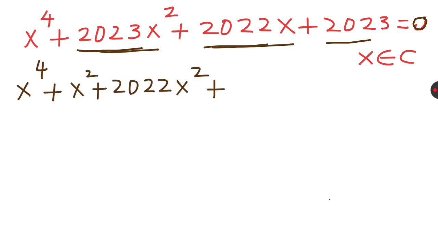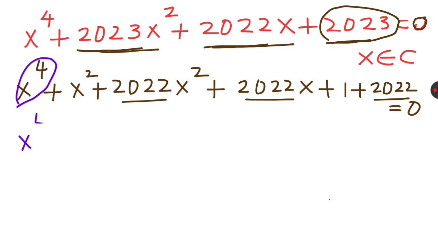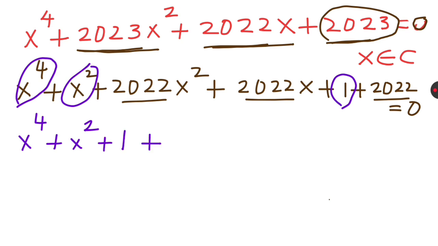Now this 2022x you just write as it is. Only this 2023, the constant term, I am going to write as 1 plus 2022. So now observe here we have x^4, so just write x^4, plus here we have x^2, and here we have a 1. So let's write that. And the remaining three terms have 2022.